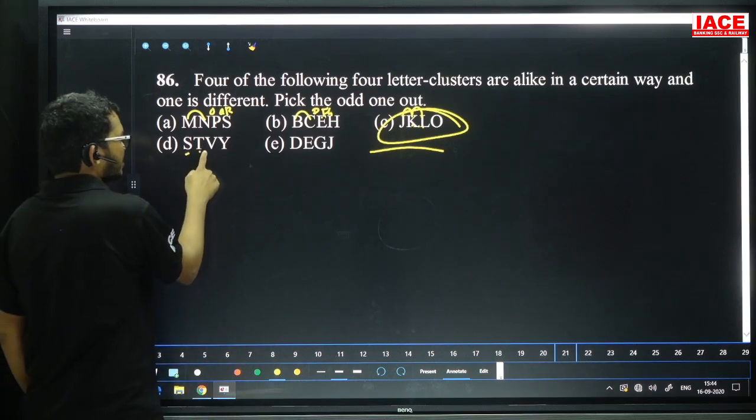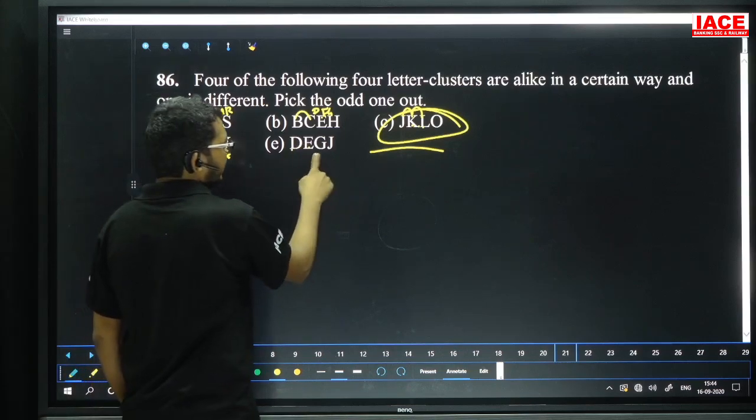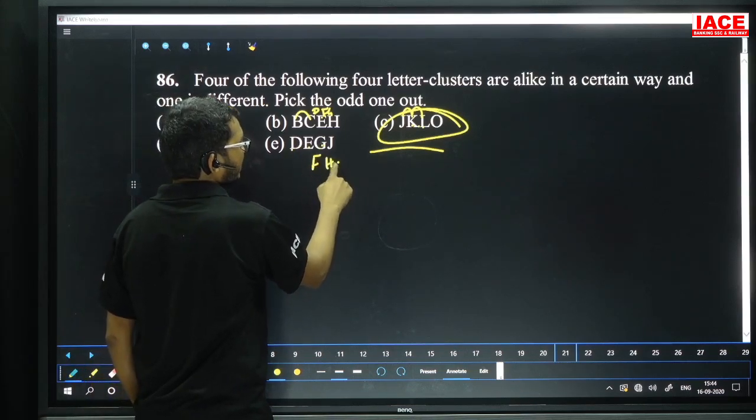S, T. Next U, gap, V, W, X. 2 gap, Y. D, E. Next F, gap, G, H, I. Next J, gap.